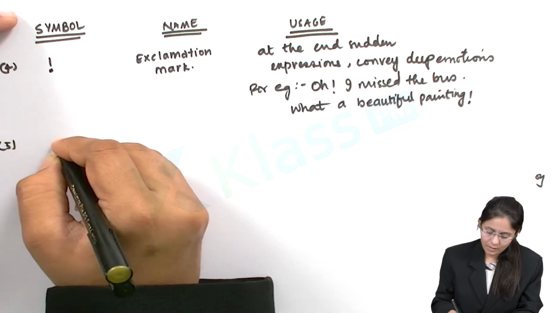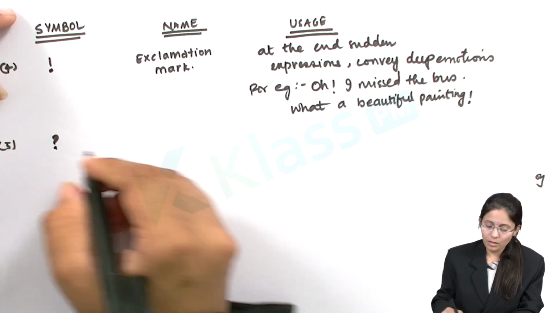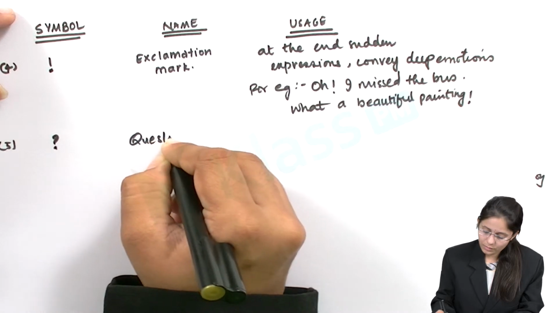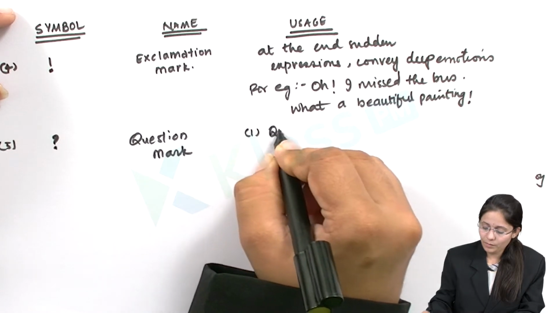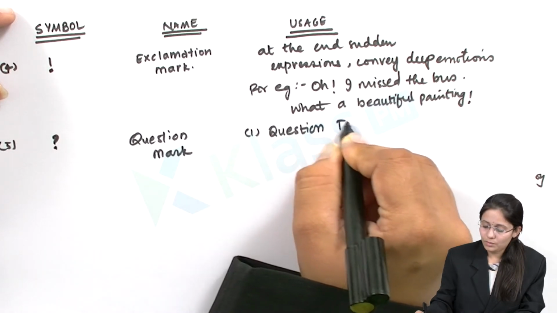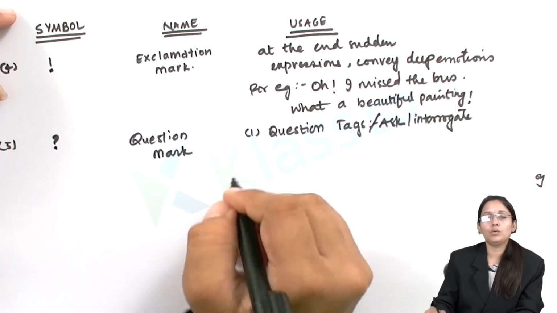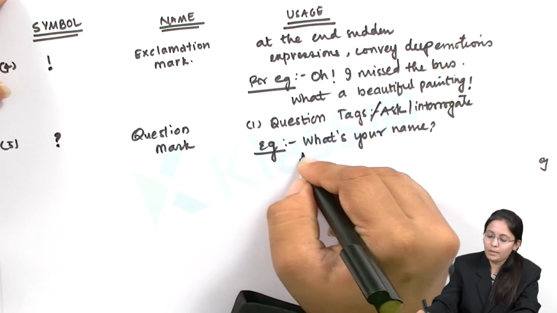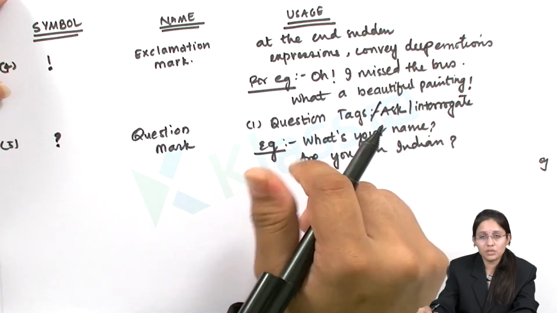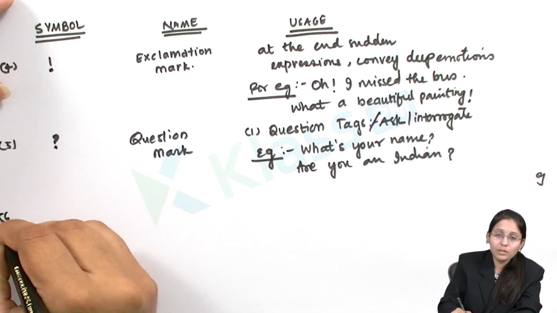Proceeding to the fifth one, the question mark, a curve followed by a full stop. So this is termed as the question mark. Generally, we use this in question tags, when we want to pose or ask a question, or you want to interrogate. At that time you use this question mark. For example, "What's your name?" "Are you an Indian?" This is how we use the question mark when we have a set of doubts in our mind and we are clarifying the same. Okay, next, moving to the next one.